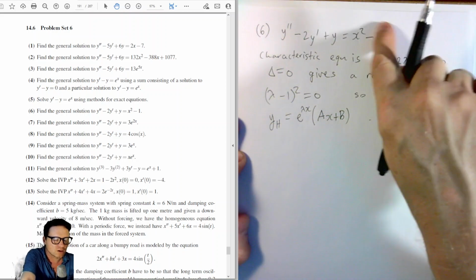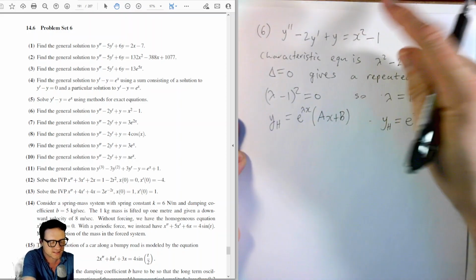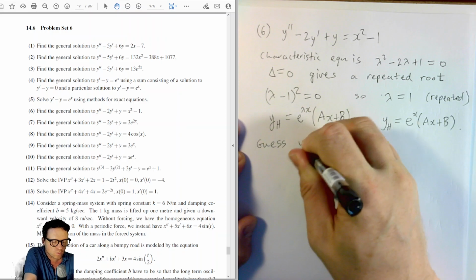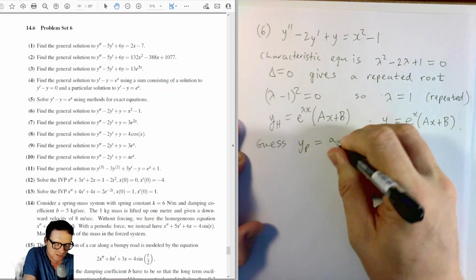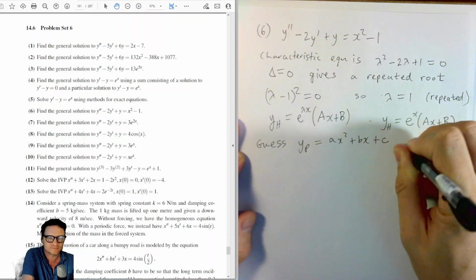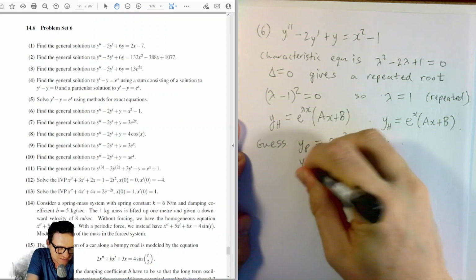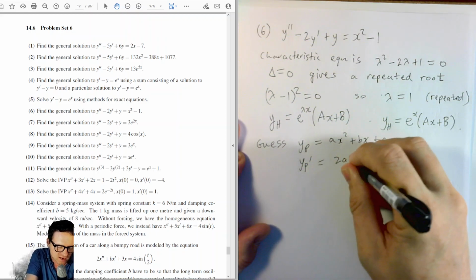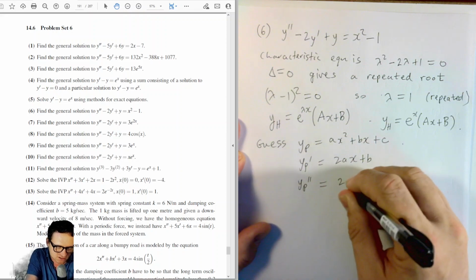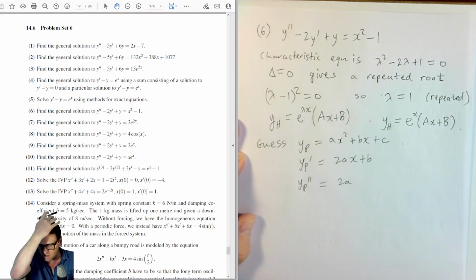All right, now let's find our particular solution. So we have a polynomial on the right-hand side, so we're going to guess a polynomial. Now, what's the degree of this? It's 2, so we guess that yp is equal to lowercase a x squared plus lowercase b x plus c. And we want to differentiate this twice. So yp dash is 2ax plus b, yp double dash is 2a. And then we sub these into the differential equation and match coefficients.